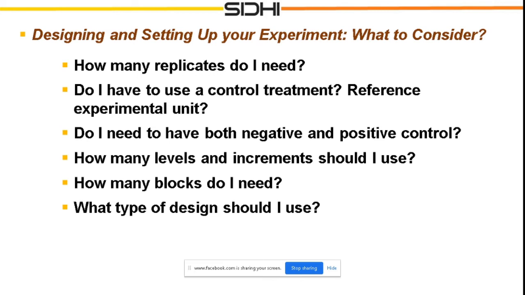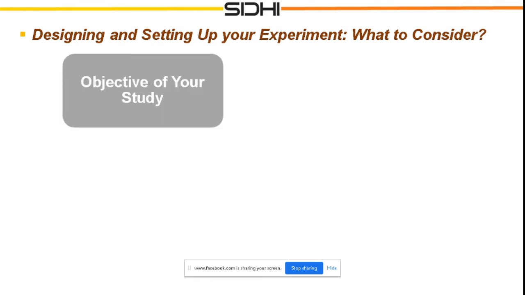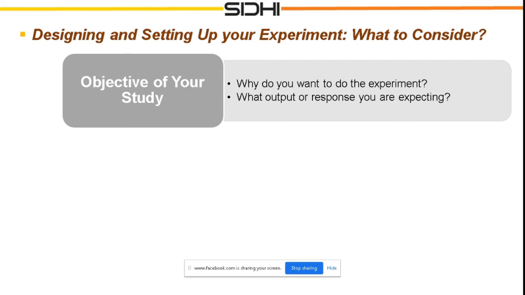Do you need to have a negative control, a positive control, or maybe you need both? How many levels and increments of the stress or the treatment should you use? How many blocks do you need? And what type of design should you use? These are the questions that you need to ask yourself before you start setting up your experiment. If you can answer these questions, you will have a clear view on what your experimental design should be.